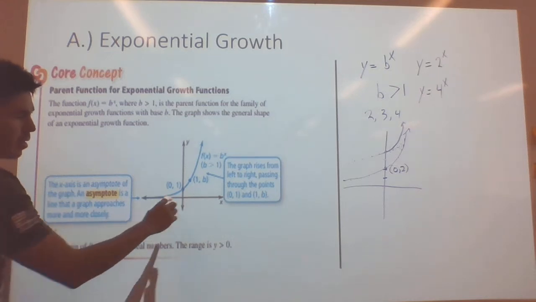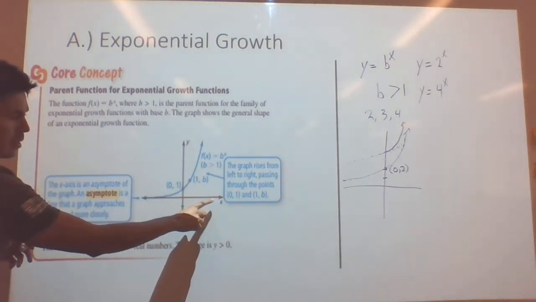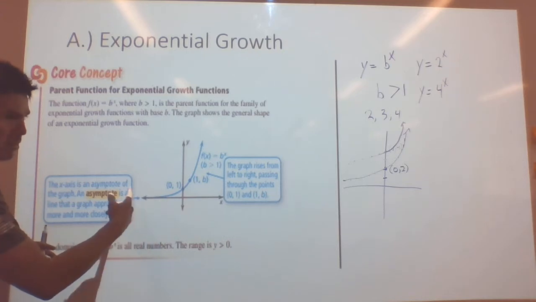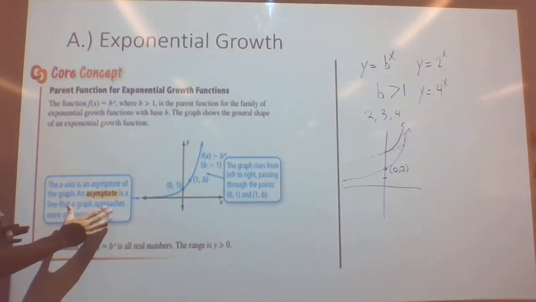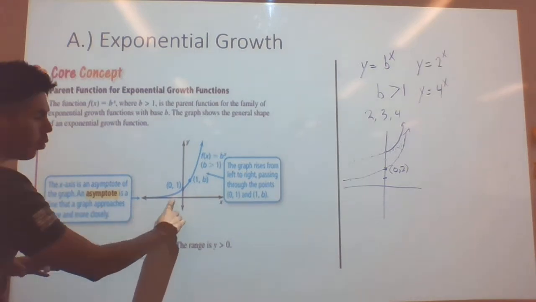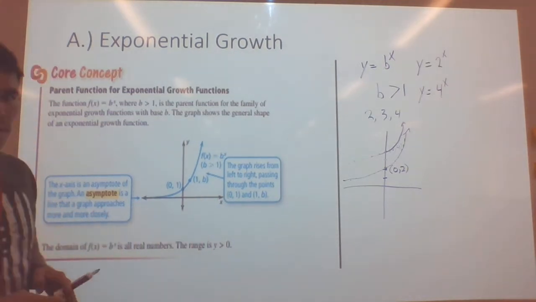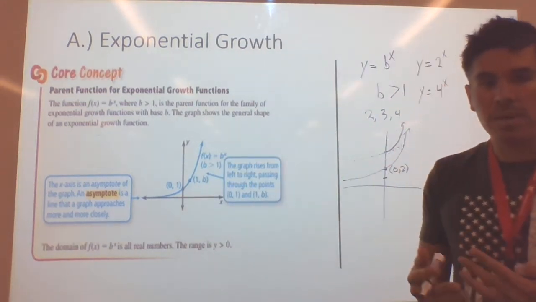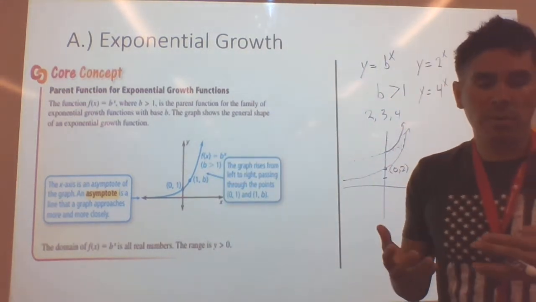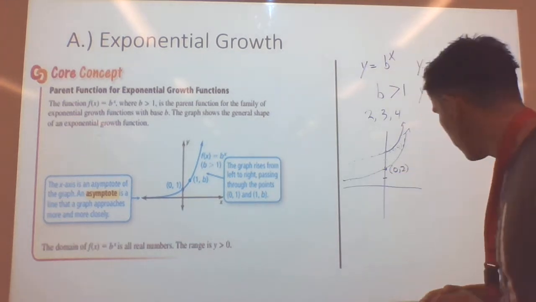Or you could say the line approaches the x-axis, but never touches or crosses the x-axis. So that's what an asymptote is. In this case, it's going to be a horizontal asymptote. It's a value that the line approaches but never crosses for infinity. So no matter what, you cannot cross that value.